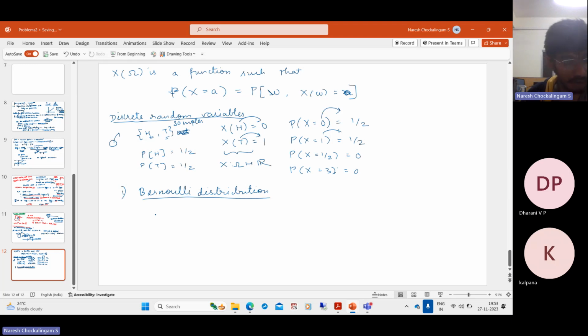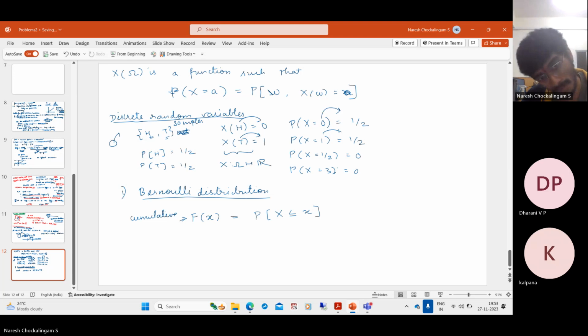Before we get to distributions, let us see what distributions are. Again, this I have covered earlier. So the distribution function is something called F of x, which is nothing but the probability of the random variable taking a value less than or equal to x. That's all. F of x is called the distribution function or the cumulative distribution function, such that F of x is equal to the probability of the random variable taking a value less than or equal to a given x.